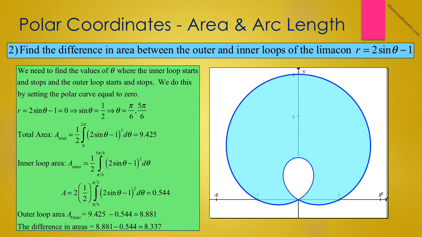So the outer loop area is simply the total area, 9.425, minus the inner loop area, 0.544, to get 8.881. Finally, the difference in areas is the area of the blue, which is 8.881, minus the area of the white, which is 0.544, to get 8.337.